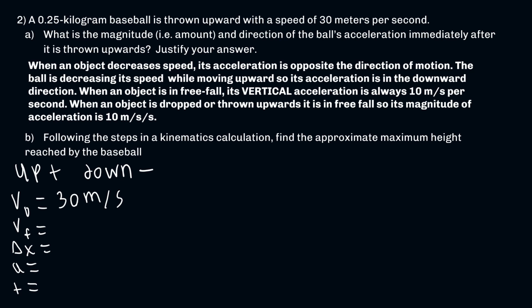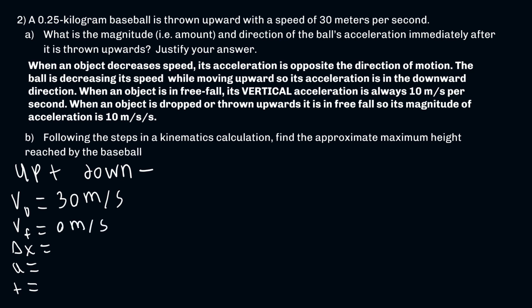Then we're going to have my final velocity. That is a fact on the fact sheet: its velocity, or speed, when in free fall will be 0 meters per second at the maximum height. Since we're only working to the maximum height, that's essentially the motion that we're considering. We're only working from thrown upwards to the max height, so my final velocity can be 0 meters per second.